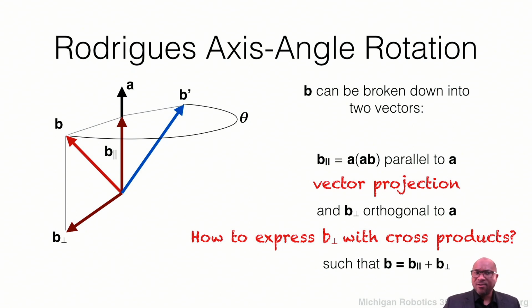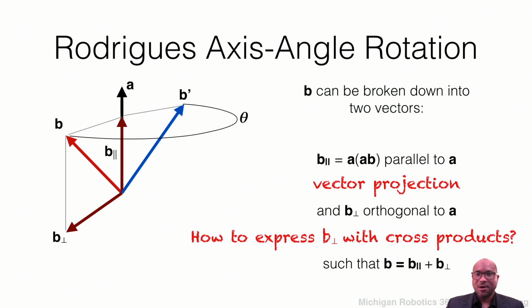Can we figure out a way to express B perpendicular through cross product operations? Think about it again. It's actually really interesting. It took me a while to come up with this myself, back when I was originally looking at this.